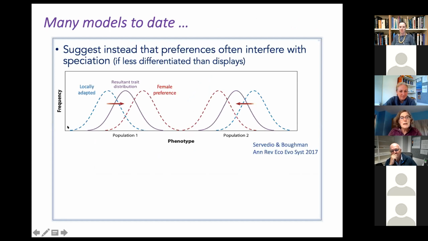And that's shown here. You have a male display trait distribution for one species here, shown in blue, and the other species there. And these are quite different from one another. If the female preferences are less differentiated, shown here in the red dotted lines, what's going to happen is the female preferences are going to pull the distribution closer together, resulting in more similar trait distributions after sexual selection acts than if sexual selection wasn't present. So these models suggest that instead of helping speciation, sexual selection often hurts.